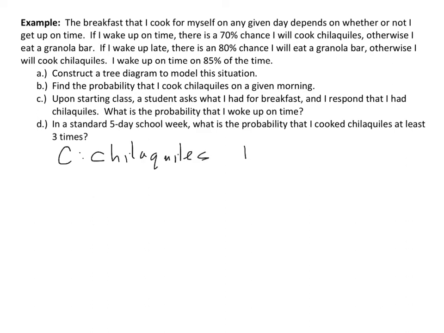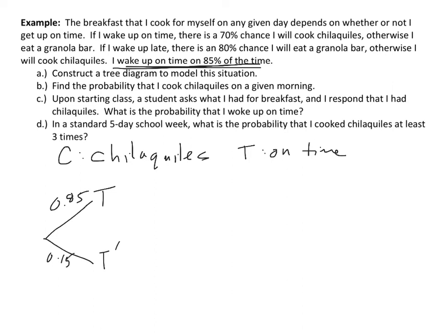And I'm going to define T to be that I wake up on time. Okay, so now that I have that, I have this unconditional probability of 85% chance that I wake up on time. So on time is 85%, and not on time is 0.15.